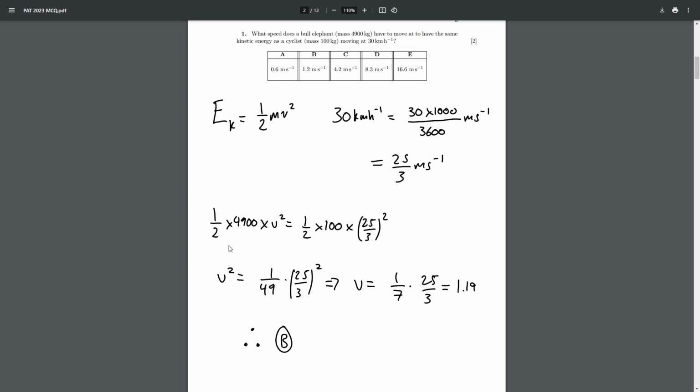And now we can equate the kinetic energies. If we call the speed of the bull elephant v, we get 1 over 2 times 4,900 times v squared is 1 over 2 times 100 times 25 over 3 squared. We can then rearrange for v, and we'll get this. And we can take the square root of both sides, and we'll get that v is 1 over 7 times 25 over 3, which is 1.19. So the answer is B.